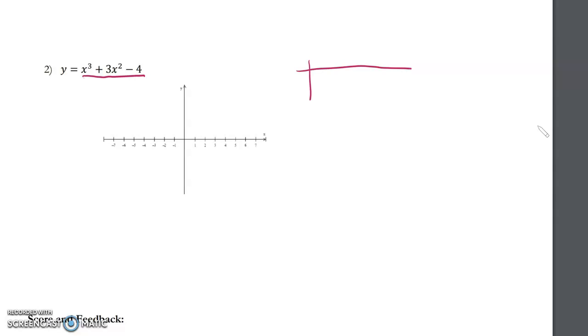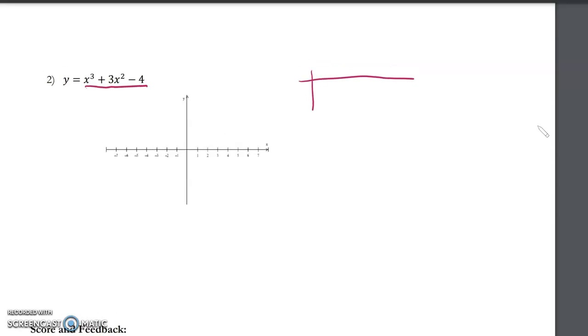So when I set up synthetic division, I'm going to put my leading coefficients from the problem on top. 1x cubed plus 3x squared plus 0x minus 4. I have to remember to put the 0 in there for the placeholder.